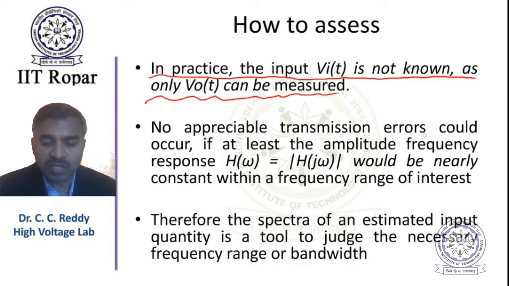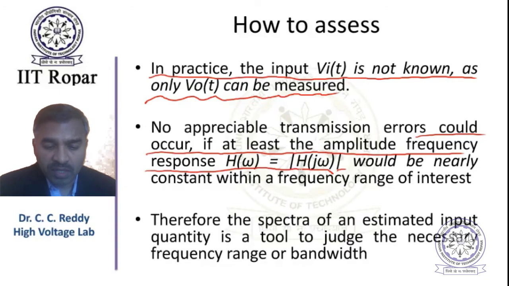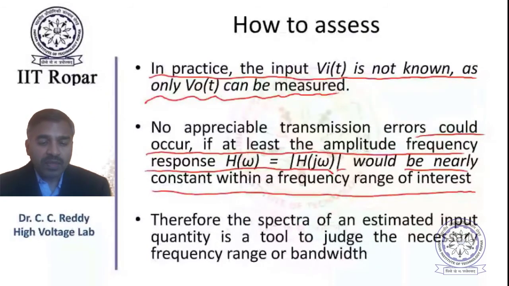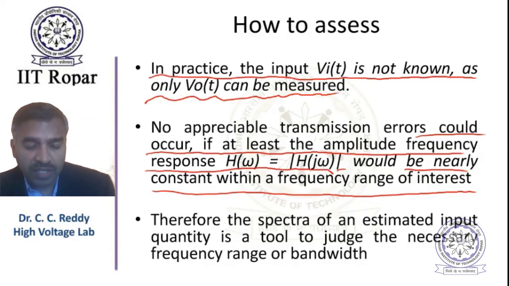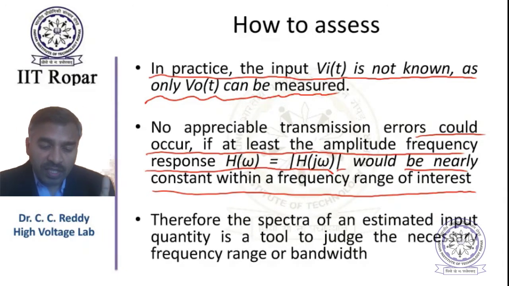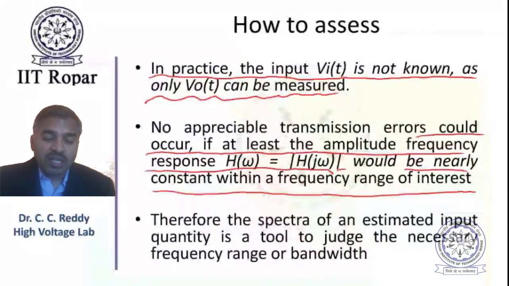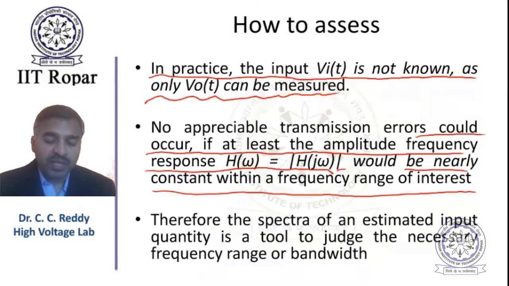No appreciable transmission errors could occur if at least the amplitude frequency response, the magnitude of H of j omega, is nearly constant within a frequency range of interest. What it means is, if in a particular frequency range in which you are interested the magnitude of the transfer function is almost constant, and then after that frequency range it suddenly falls or whatever happens, then in this range of interest there will be no appreciable errors in transmission due to the transfer function. So this is one understanding about the transfer function.